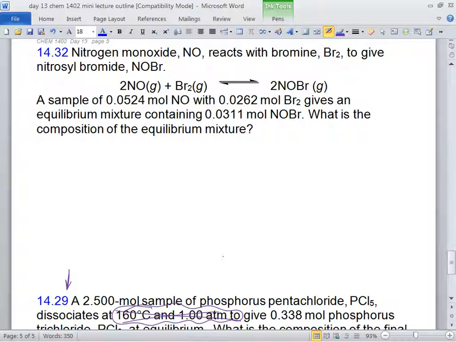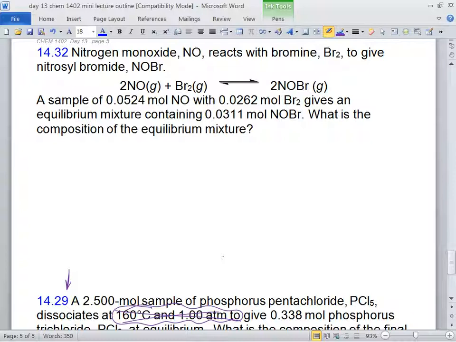You can have a mole or a concentration ice table. What are we going to do with mole? There's no liters. But you can use the mole. Your moles are going to be your answers. That will be the composition. You tell the moles of each compound at equilibrium, and that'll be the composition.